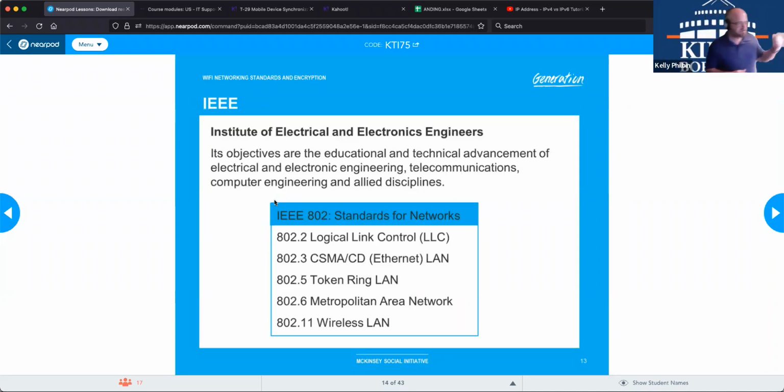So you have the logical link control, which is 802.2, CSMA/CD, Ethernet LAN standards, that's 802.3, token ring, and so on. But for our purposes, we are predominantly focused on the IEEE 802.11, which is the wireless LAN settings. This is essentially like a big 3-ring binder, and it has all the things about this technology, what makes up this technology, what qualifies this technology, what are its strengths, weaknesses, limitations, all that kind of fun stuff.